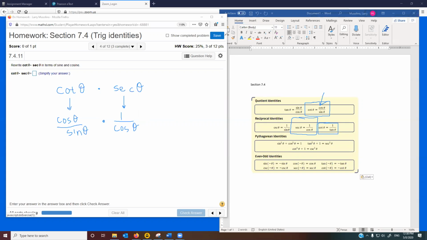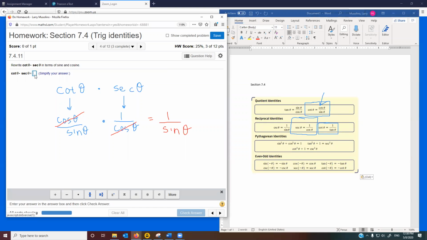Now I'm going to try to simplify this expression. Notice I have a cosine theta on top and a cosine theta on the bottom. Those cancel out. So it looks like I'm left with just 1 over sine theta. And that's the final answer. My answer here is in terms of sines and cosines. Actually, it's just in terms of sine. So that is going to be my final answer. So I'm going to enter this in the answer box.